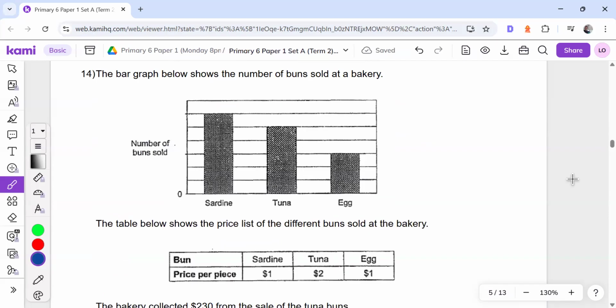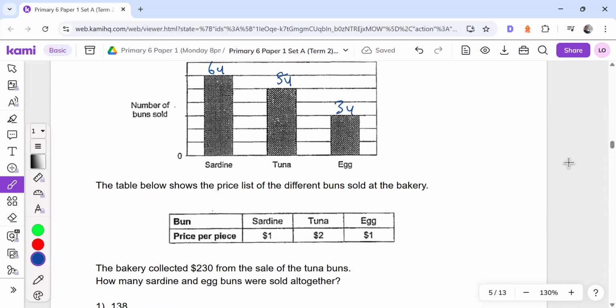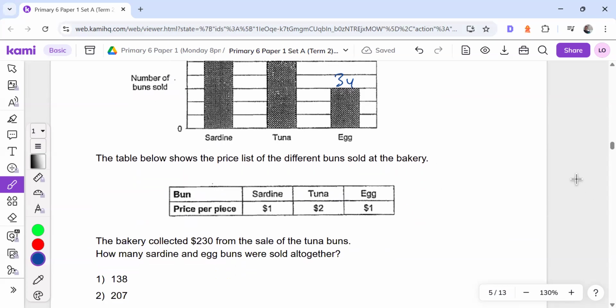What can you use? Now, the bar graph shows the buns. Number one, bar graph, no numbers. What do you do? Put units. Call them by the units. You should at least know how to do this. Put the units there. 5 units of tuna. Eggs is 3 units. The table shows the price list of the different buns. The bakery collected $230 from selling the tuna buns. How many sardine and egg buns were sold altogether?